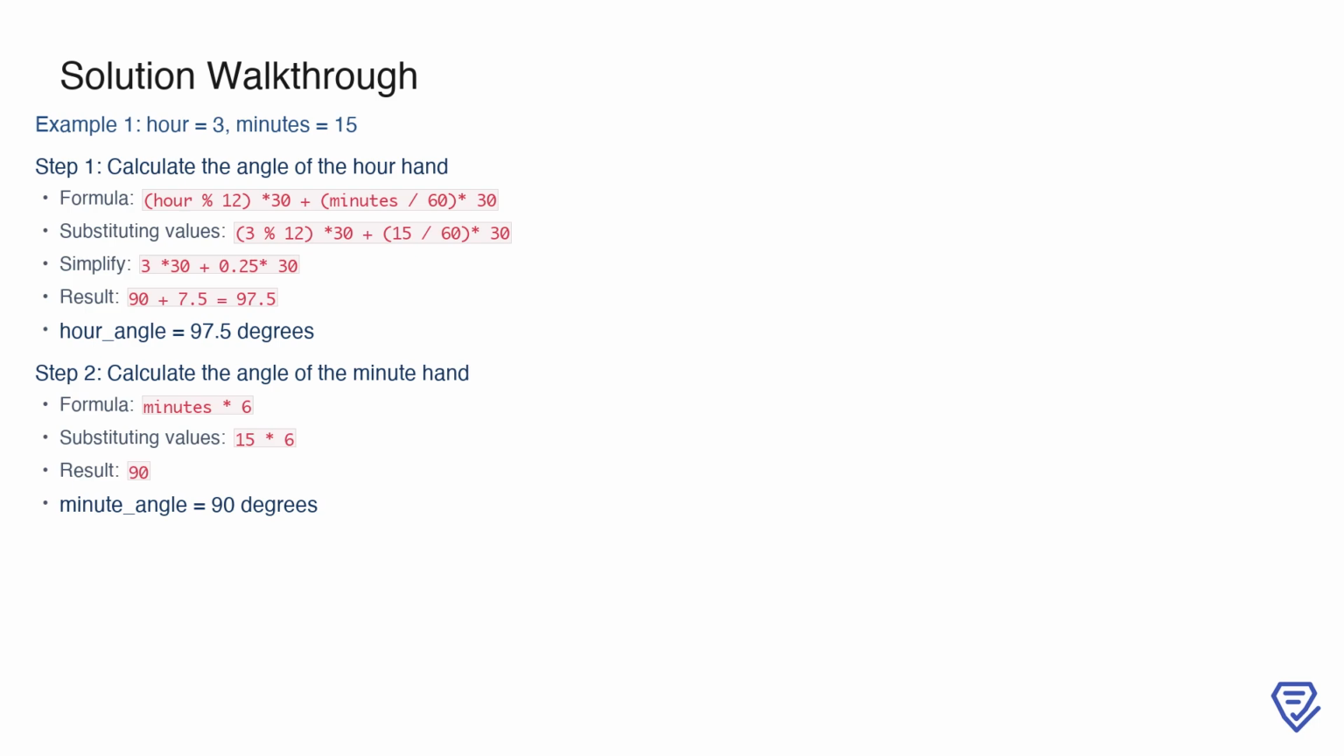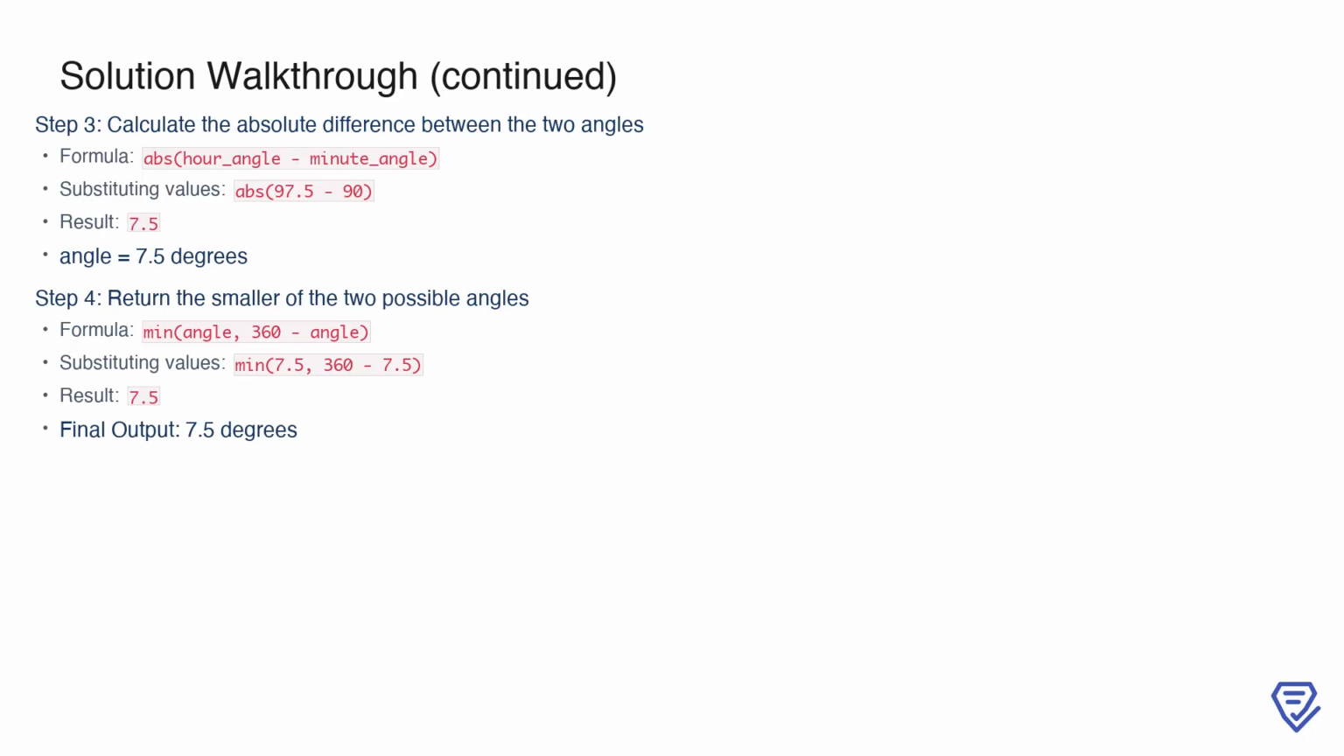Next, we calculate the angle of the minute hand using the formula minutes * 6. Substituting 15 for the minutes, we get 15 * 6, which equals 90 degrees. So, the minute hand is at 90 degrees. Now that we have the angles of both hands, the next step is to calculate the absolute difference between these two angles. The formula is abs(hour_angle - minute_angle), which gives us the magnitude of the difference regardless of which is larger. Substituting the values, we calculate abs(97.5 - 90), resulting in 7.5 degrees. This represents one of the two possible angles between the hands.